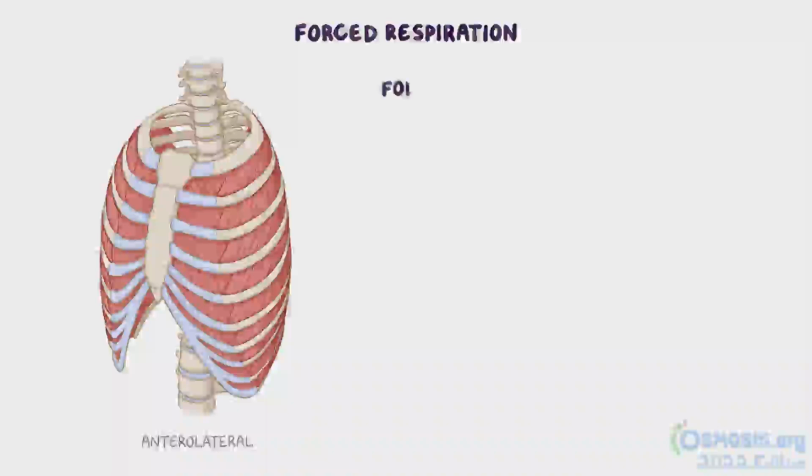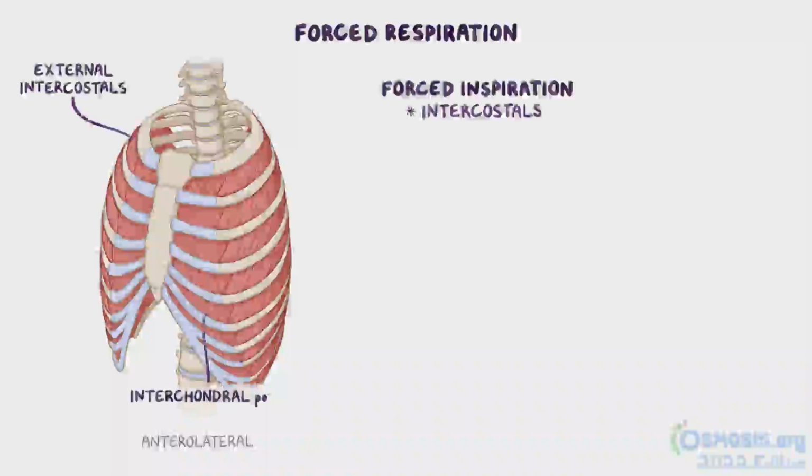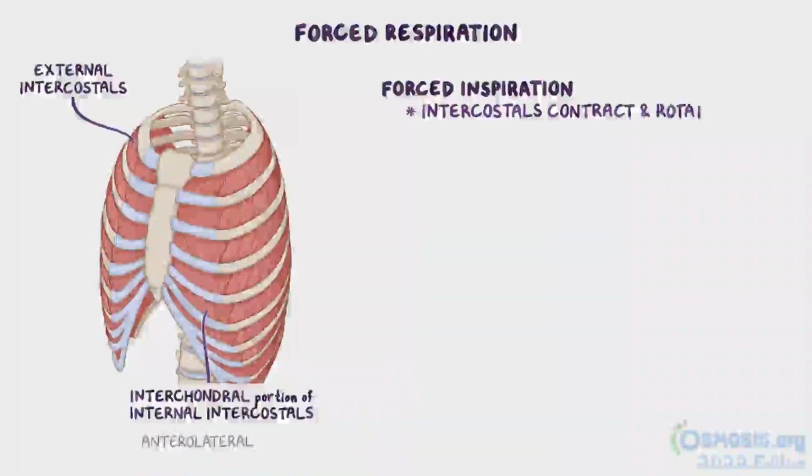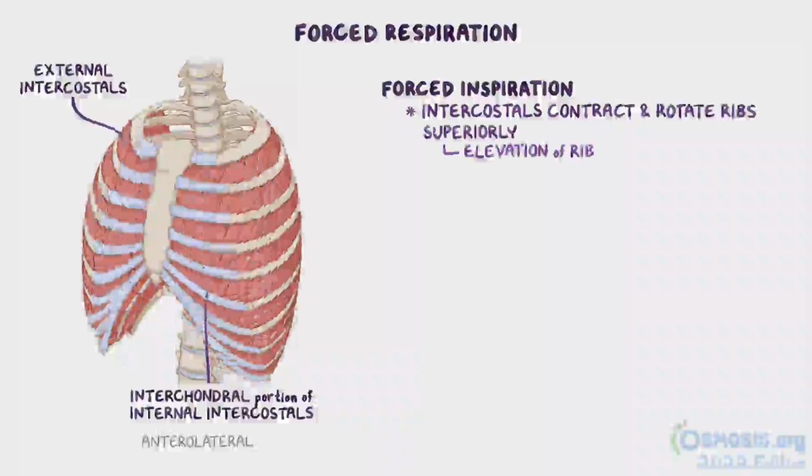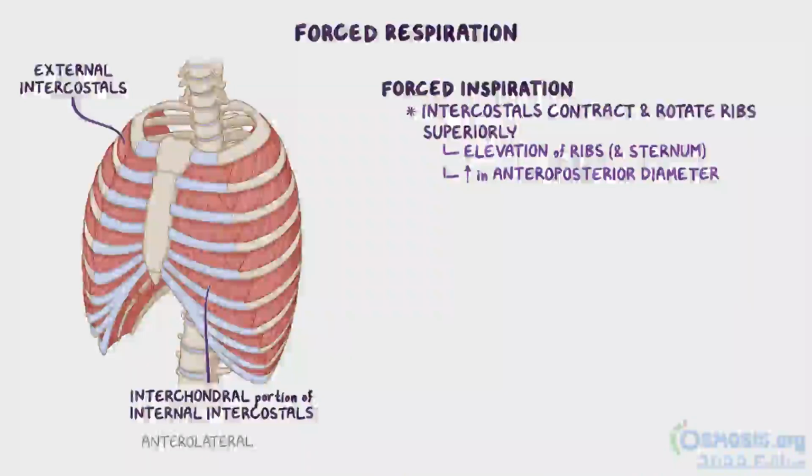When undergoing forced inspiration, the external intercostals and part of the internal intercostals called the interchondral portion contract and rotate the ribs superiorly at their posterior axes. The result is the elevation of the ribs and an increase of the anteroposterior diameter. This occurs because the ribs are hinged posteriorly by a fixed vertebral column and anteriorly by a movable sternum.